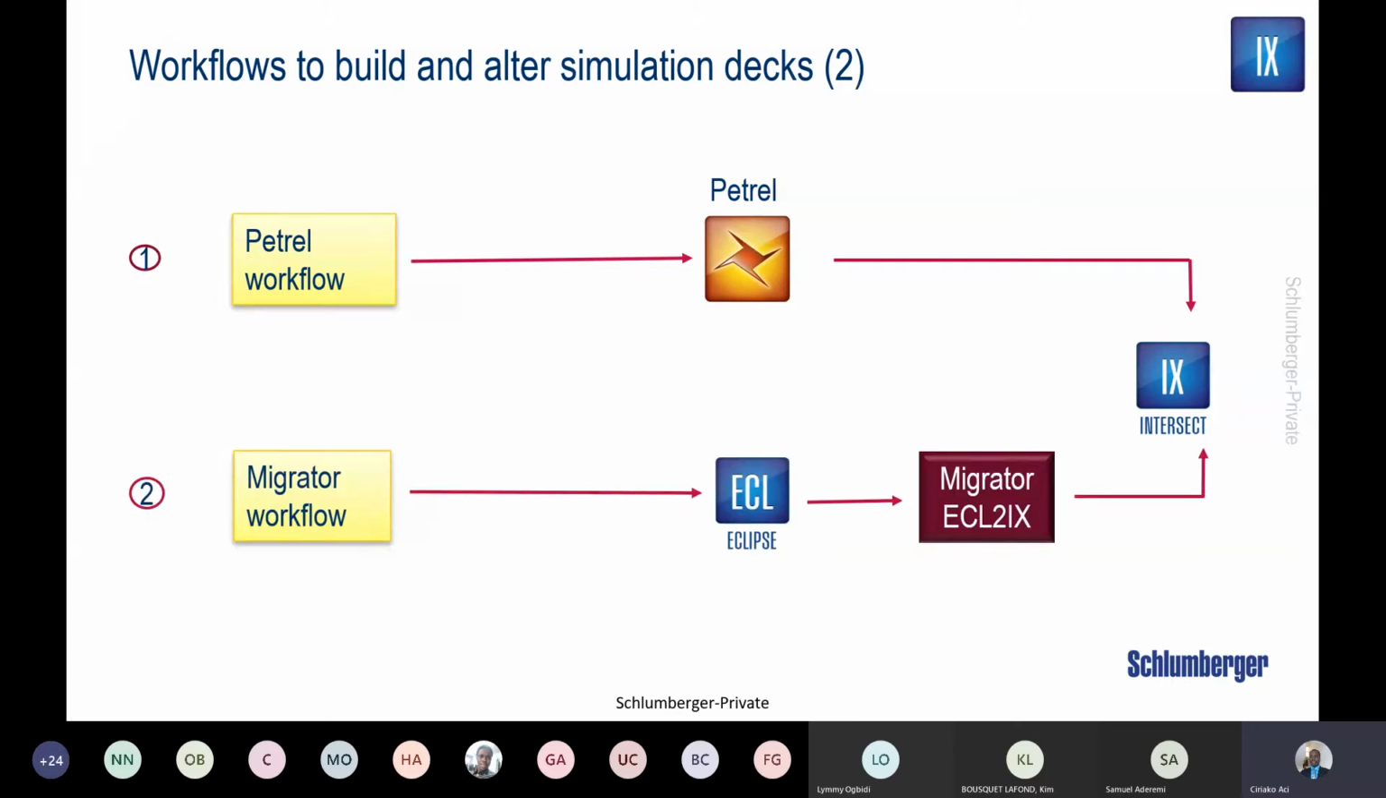The second one here, as I said, is for a case where you have an Eclipse case and you don't have Petrel. So you just run the migrator. It will convert it into an Intersect readable format, so that when you later run that converted case, you will be able to run it easily with Intersect.